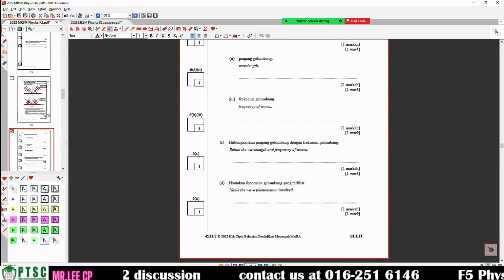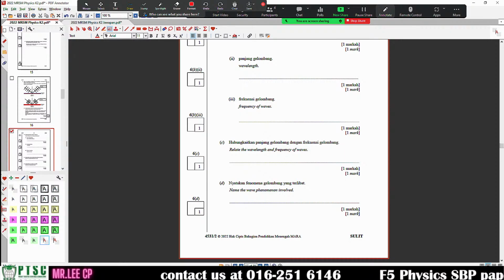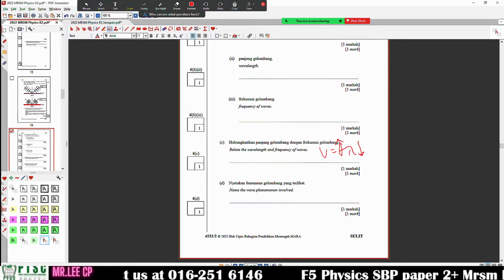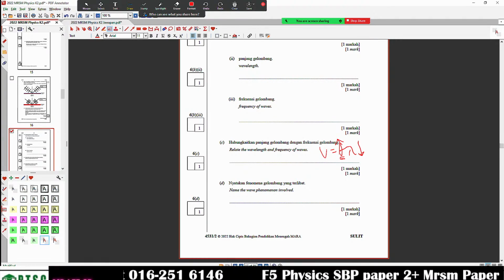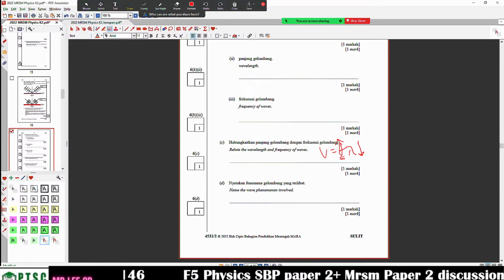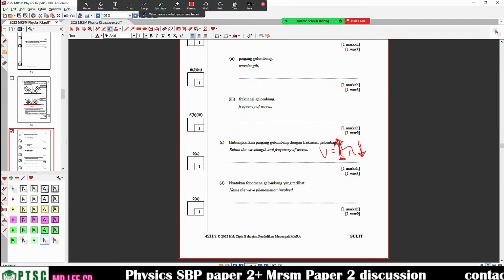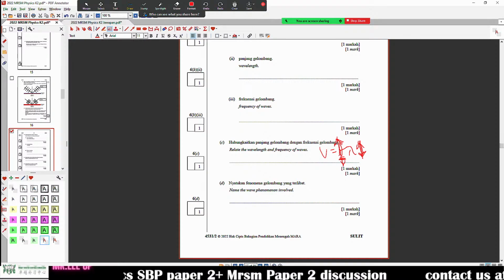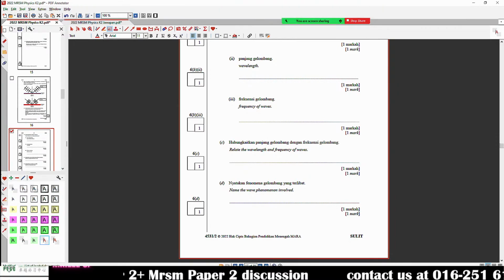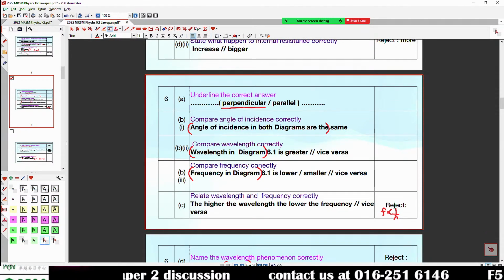Next one, right? Relate the wavelength and frequency. Right? V is equal to f lambda, right? V is equal to f lambda. Frequency increase, lambda decrease. So the bigger the frequency, relate, don't write directly or inversely. This one you don't have graph, you cannot. So the greater, the bigger the frequency, the smaller the wavelength, or the smaller the wavelength, the bigger the frequency. So you have to answer in this way. Alright, the higher the frequency, the lower the wavelength, vice versa.